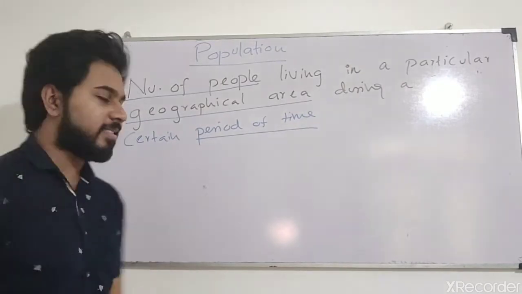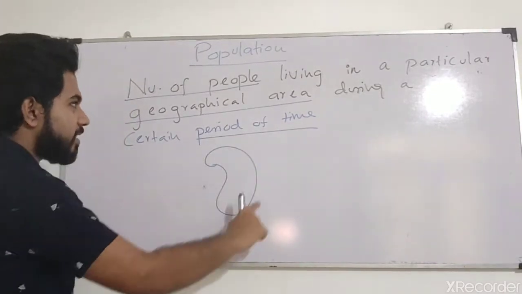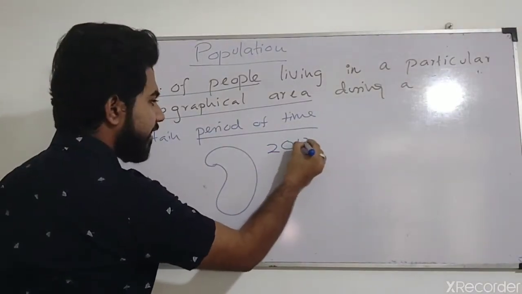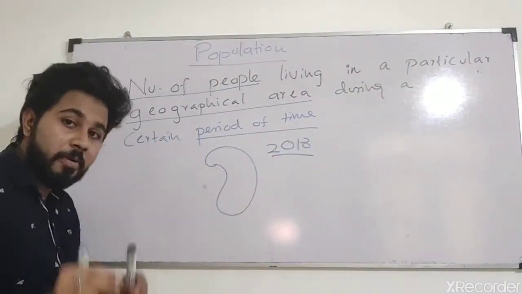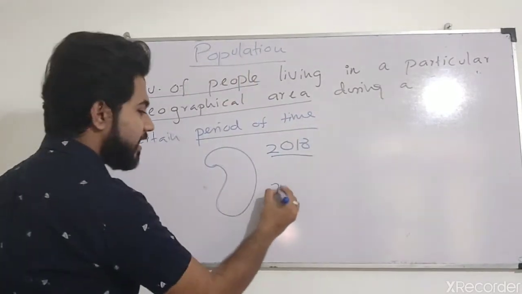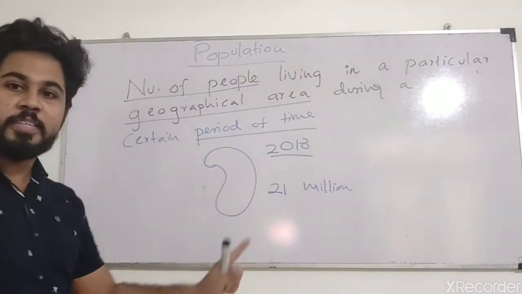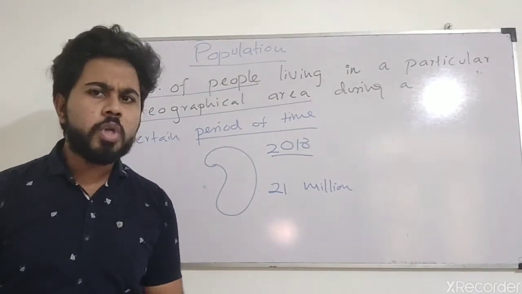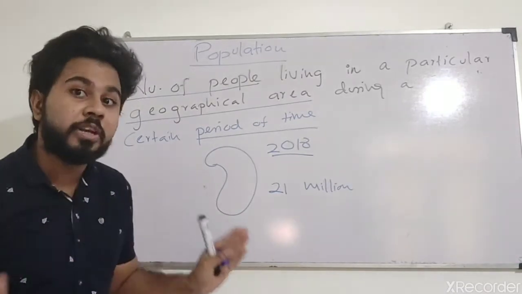Now, let's think about a country. This is the country Sri Lanka. This is a certain geographical area. And 2018 is a certain period of time. Suppose the number of people living in Sri Lanka in 2018 is 21 million, then that 21 million is known as the population.